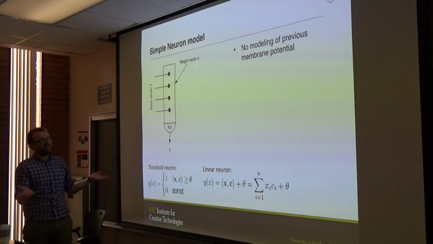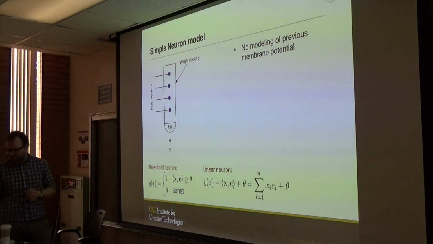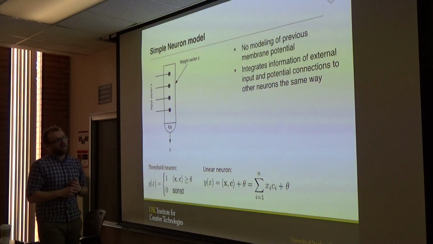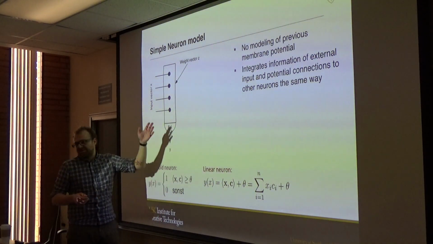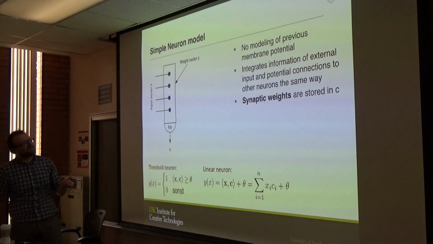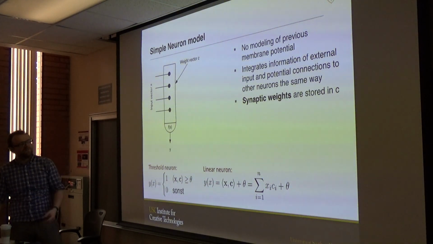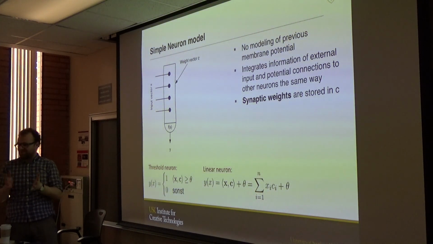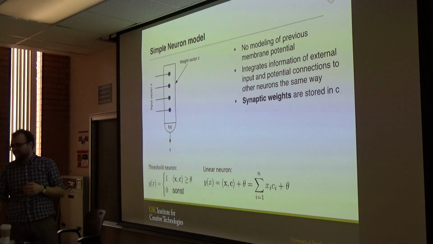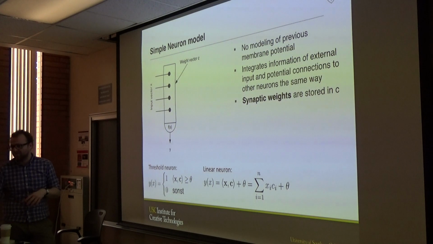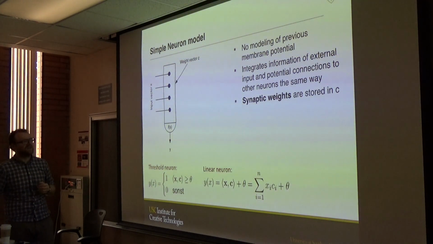We don't model any previous membrane potential, so it doesn't have any memory. It integrates information only from an external input, but these could also be connections to other neurons. And then synaptic weights are stored in this C, which is in this case a vector. You can already imagine if we have multiple neurons, this C becomes a matrix, and you do nothing but compute the matrix multiplication. So instead of a dot product, you compute matrix multiplications. There's nothing really difficult about that.